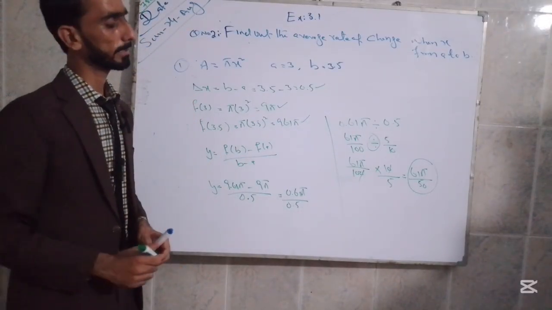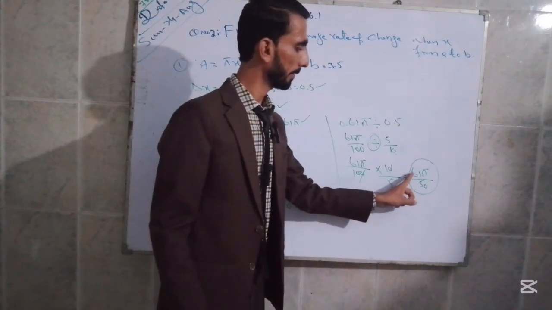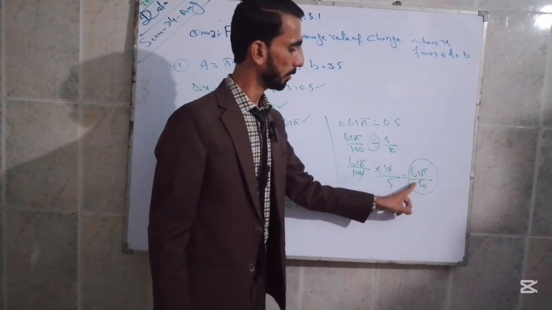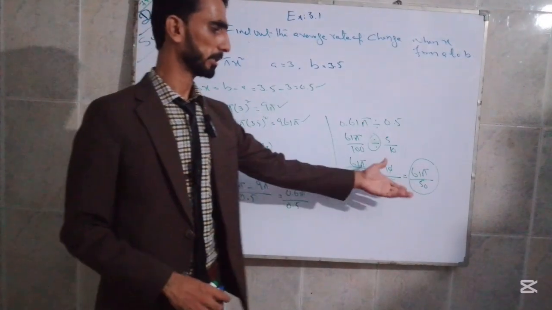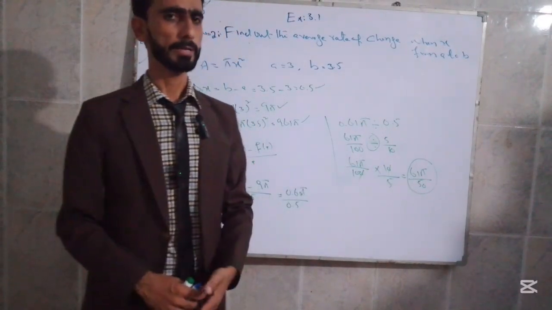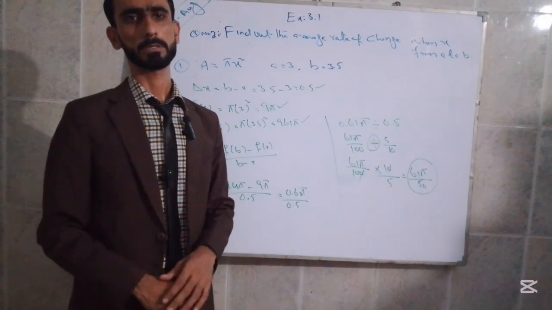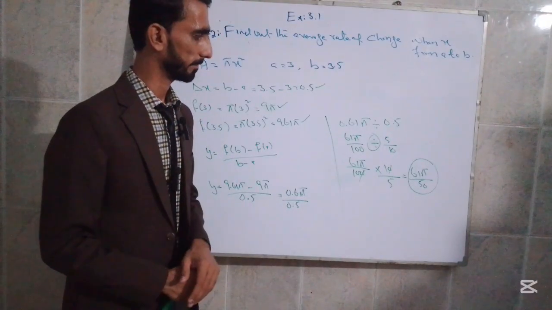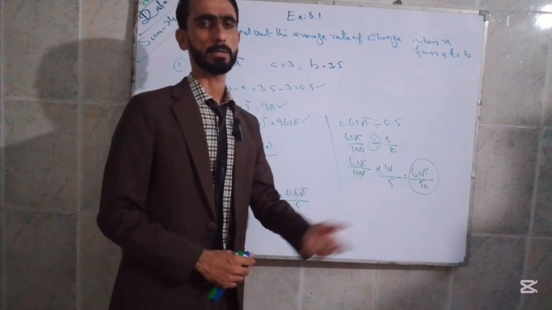You can convert it into decimal form also. When we divide 61 upon 5 it will be converted into decimal form. This is a fraction form result. You can easily solve it into decimal forms. Okay, you will also convert into decimal forms.